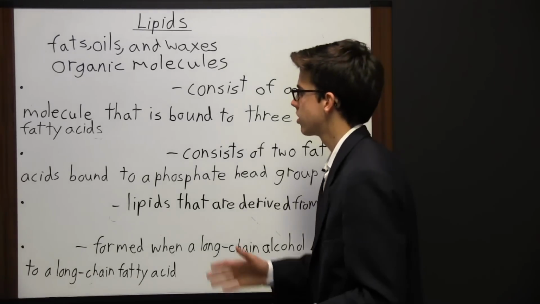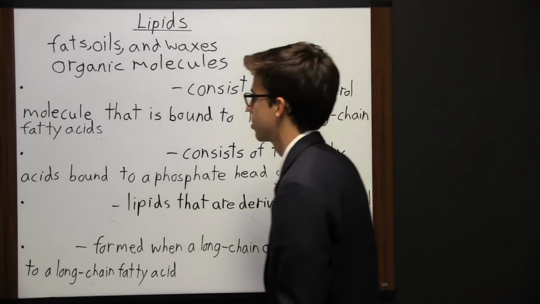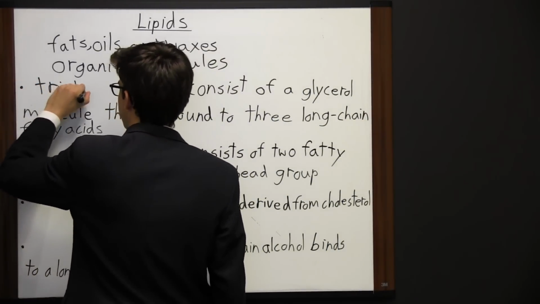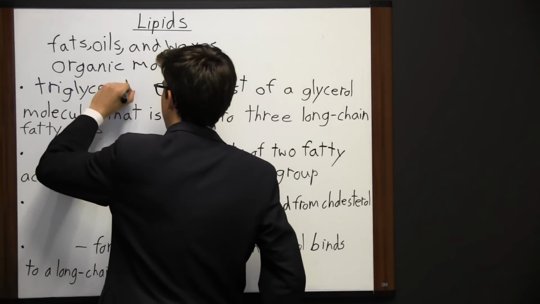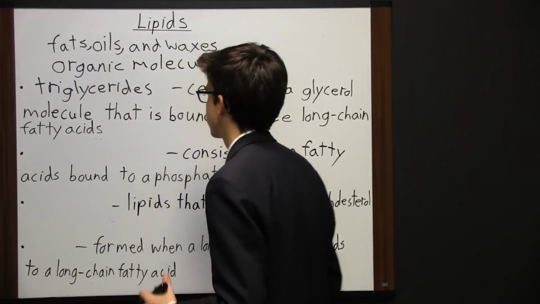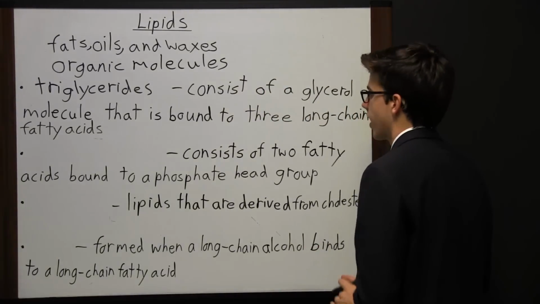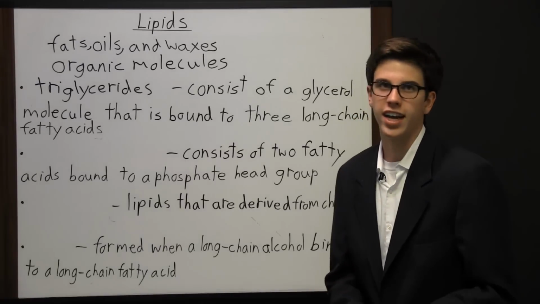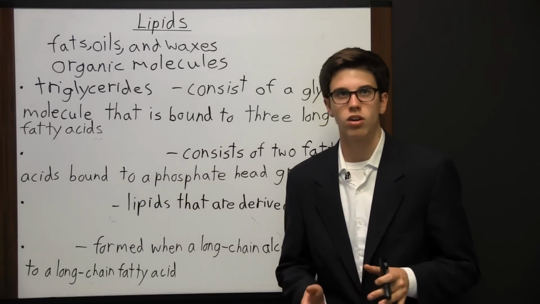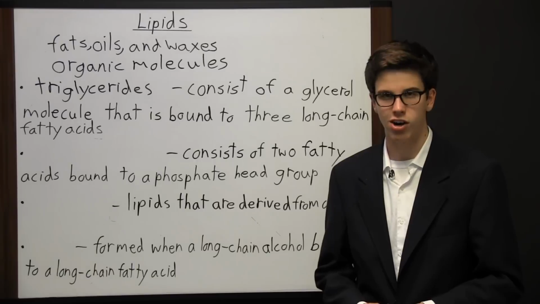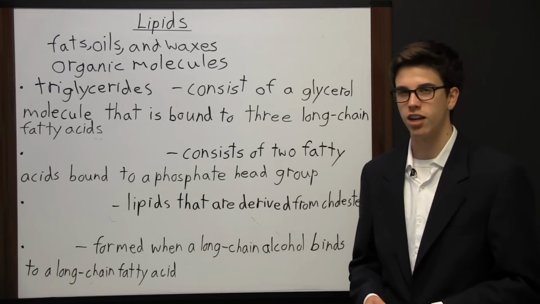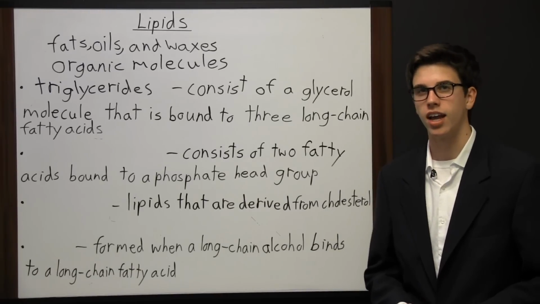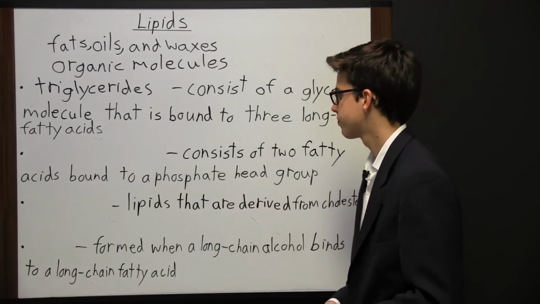Now, lipids include several different types of groups. And so the first is triglycerides. And so stated somewhat simply, triglycerides consist of a glycerol molecule that is bound to 3 long-chain fatty acids. So glycerol is a polyalcohol and fatty acids are long-chain carboxylic acids. So triglycerides are the most common lipids and make up fats and oils.